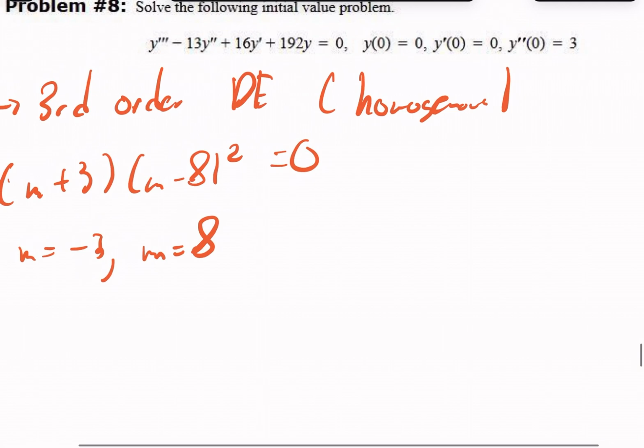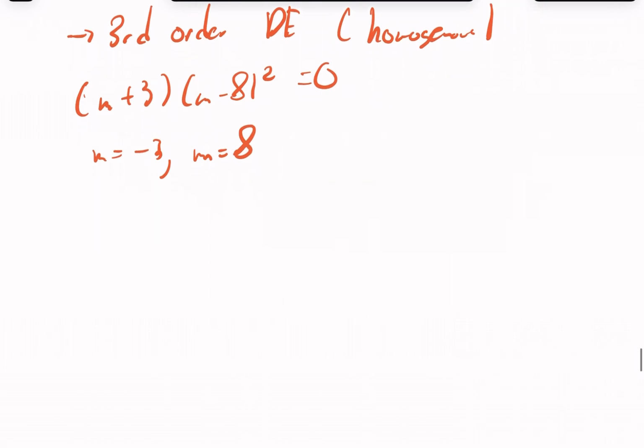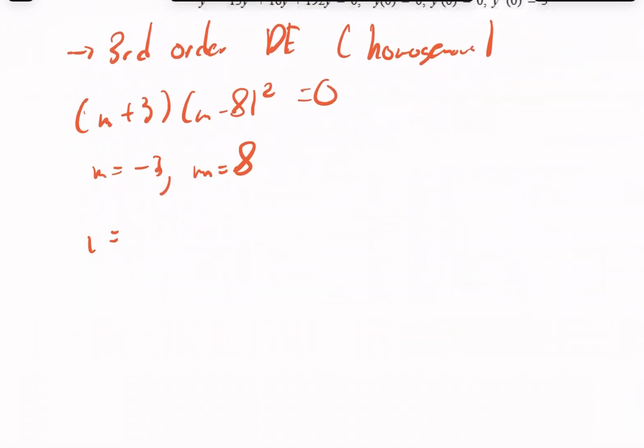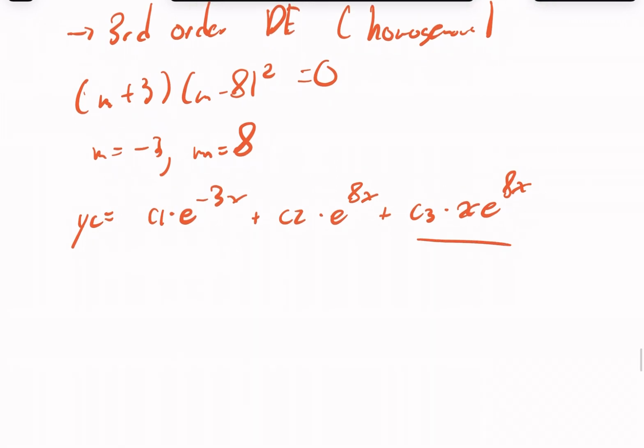Cool. And we know our initial values. So there's going to be a good amount of work to be done for this question, and we're just going to get straight into it. So I'm going to propose my solution here. My complementary solution equals c1 times e to the negative 3x plus c2 times e to the 8x plus c3 times x e to the 8x. Okay, cool. And we know why we have to do that because of the repeated root.